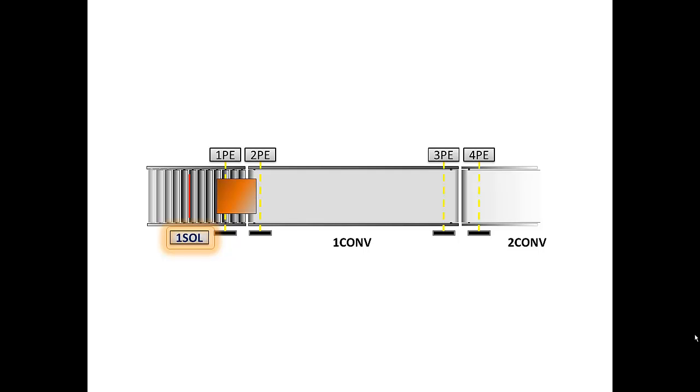When the buffer conveyor is ready, it turns on, pulls a carton through 2 PE, it breaks 3 PE, and rests against the stationary belt of the second conveyor, the takeaway conveyor. When the takeaway conveyor turns on, it pulls it through 4 PE and out of the system.